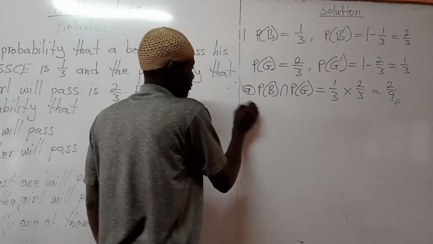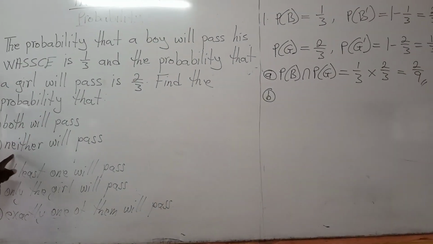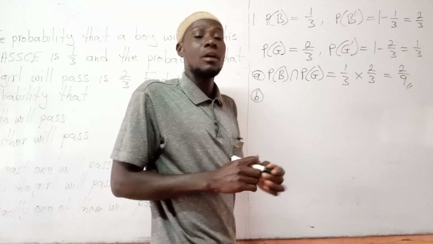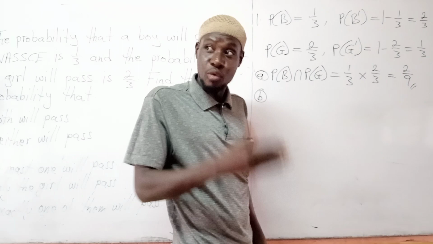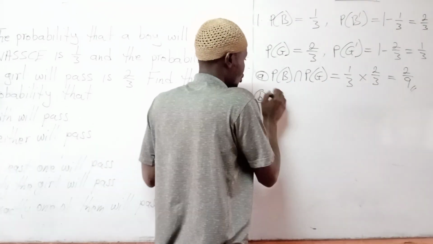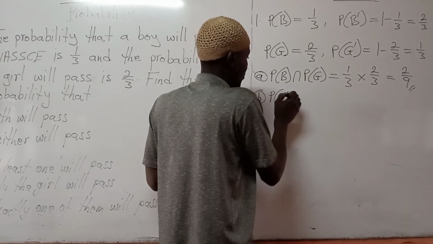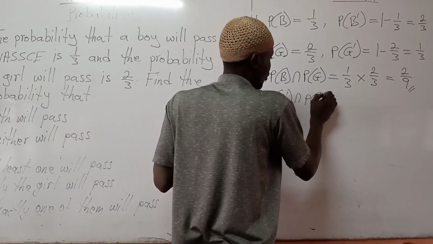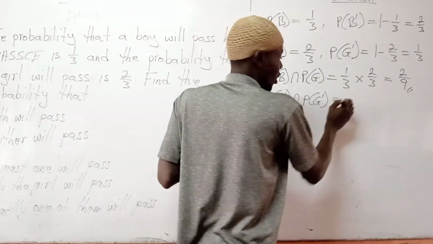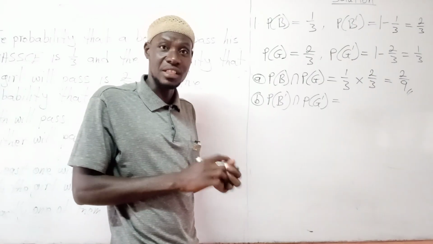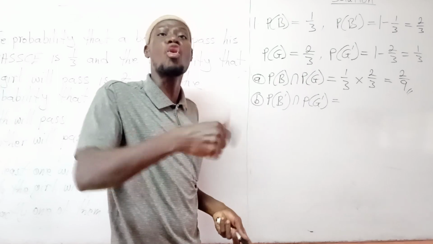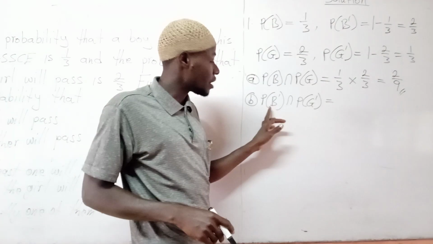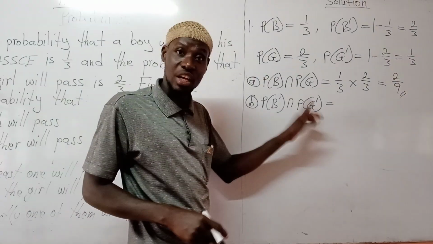So B continues and says that we should find the probability that neither will pass. Neither will pass means the probability that the boy will not pass and the probability that the girl will also not pass. That is what they meant by neither will pass. That's neither the boy will pass nor the girl will pass. And so this is what it means.